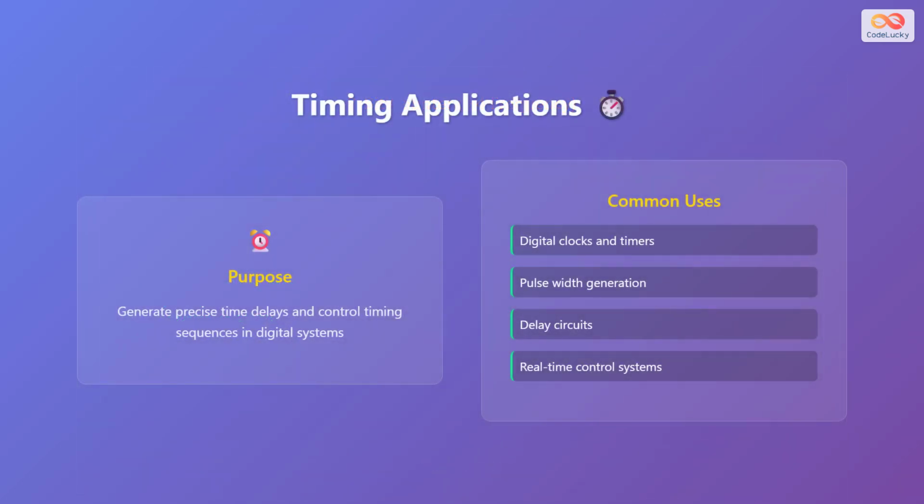Now let's examine timing applications. Counters can generate precise time delays and control timing sequences in digital systems. Some common uses include digital clocks and timers, pulse width generation, delay circuits, and real-time control systems.